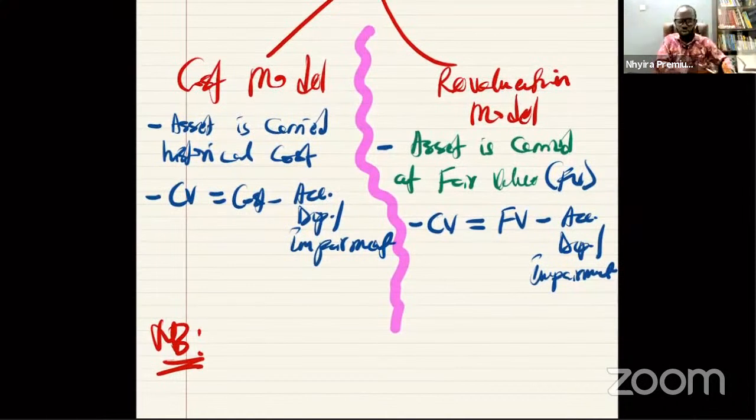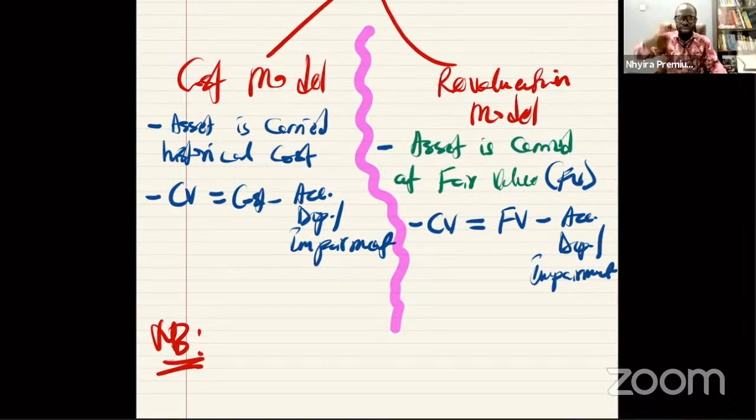So when can we use the cost model and when can we use the revaluation model? Number one, if the asset has no ready market, in other words, if it is difficult to estimate or determine the fair value of the assets, then the asset shall be carried under the cost model. In other words, the asset shall be carried on subsequent measurements at its historical cost. Let me state that again. Where an asset's fair value cannot be determined, then the asset should be carried at its historical cost as per the cost model.